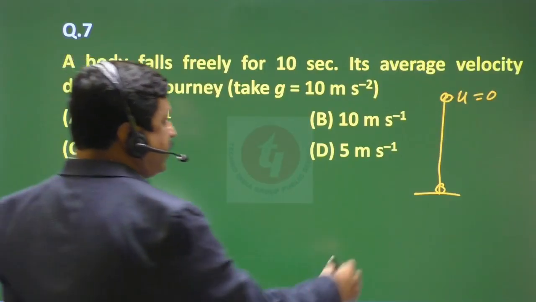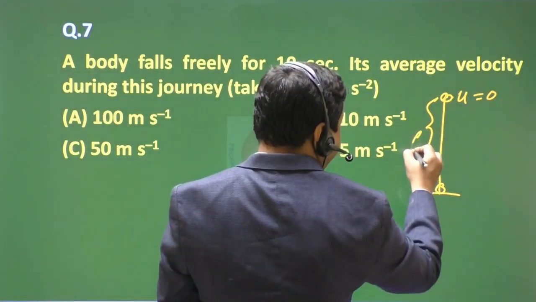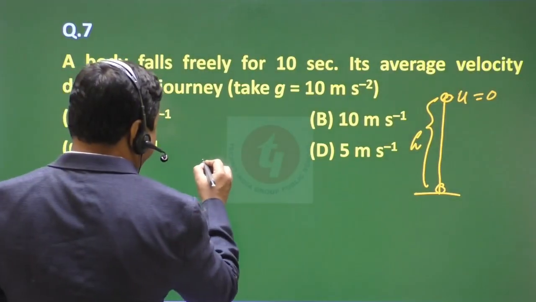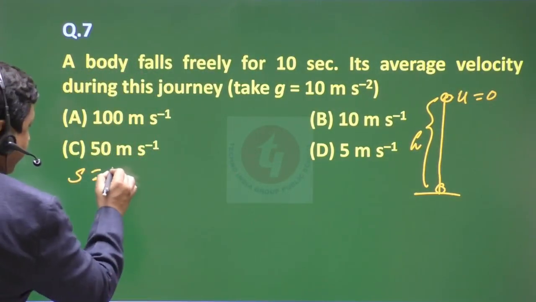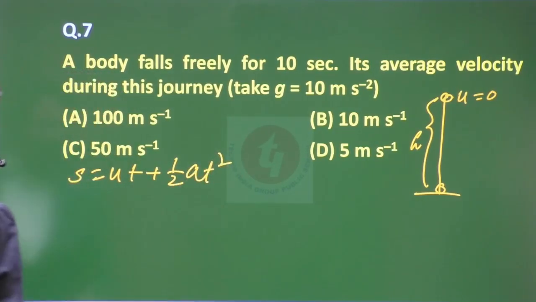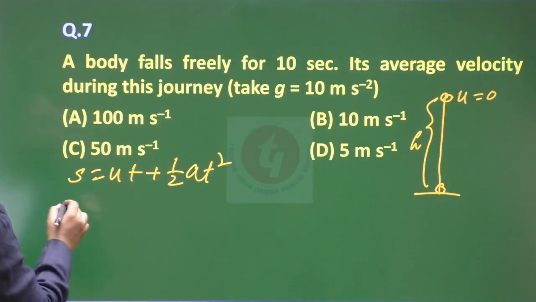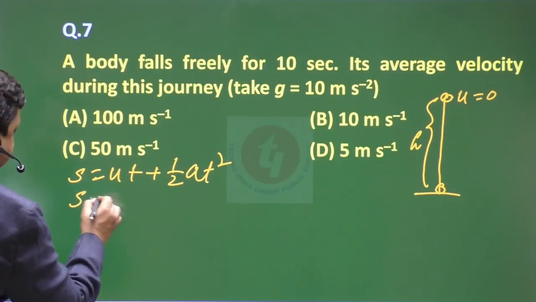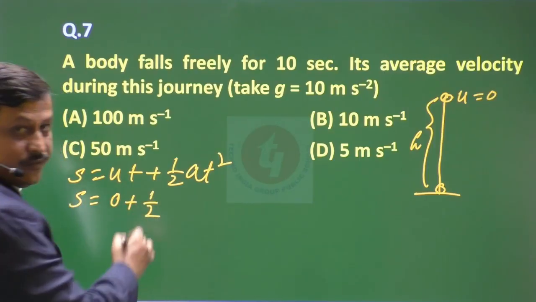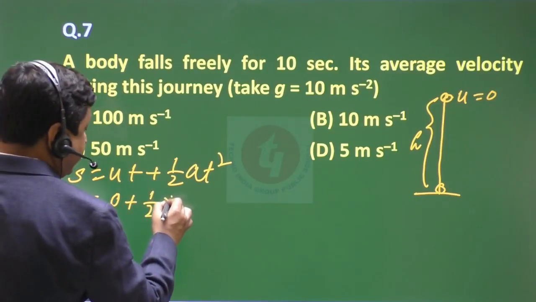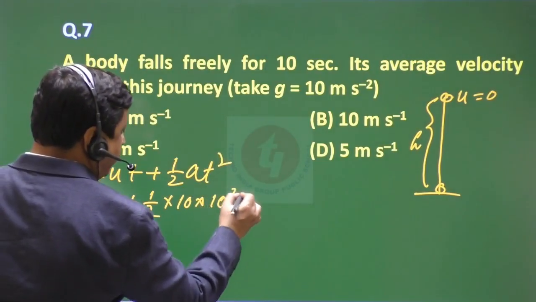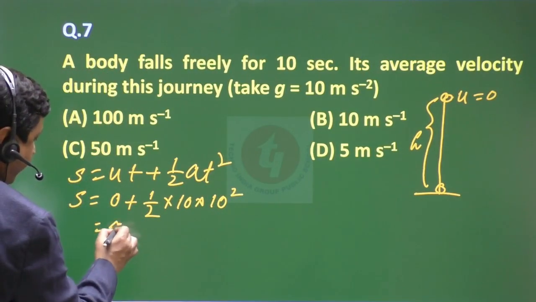Then what is the height of this path? So s equals ut plus half at square. You have to find s equals 0 plus half, a is g, that is 10, and t square is 10 square, so this is 500 meter.